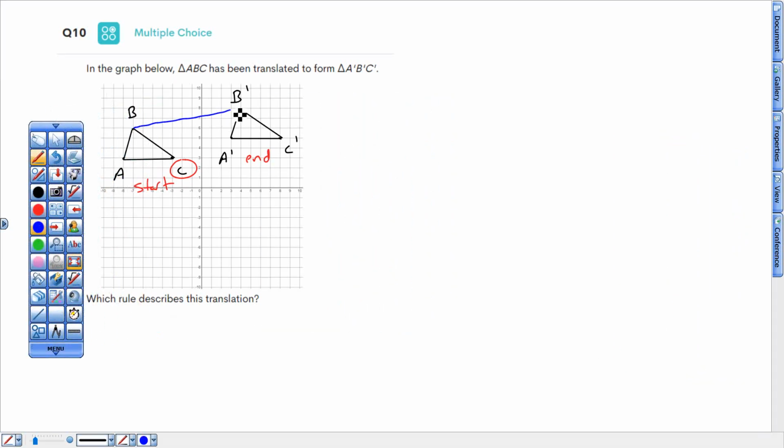Just measure that distance, counting boxes. 1, 2, 3, 4, 5, 6, 7, 8, 9, 10, 11. So you're going to the right 11 to get to that spot where you go straight up, and then from there going up 2. 1, 2, 3, 4, 5, 6, 7, 8, 9, 10, 11, up 2. Again, you're translating that.